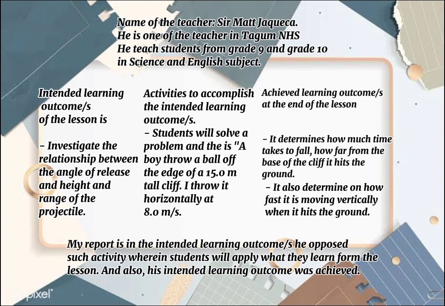The achieved learning outcome at the end of the lesson determines how much time it takes to fall, and how far from the base of the cliff it hits the ground. It also determines how fast it is moving vertically when it hits the ground. My report is that in the intended learning outcome, he posed such an activity wherein students will apply what they learn from the lesson. And also, his intended learning outcome was achieved.